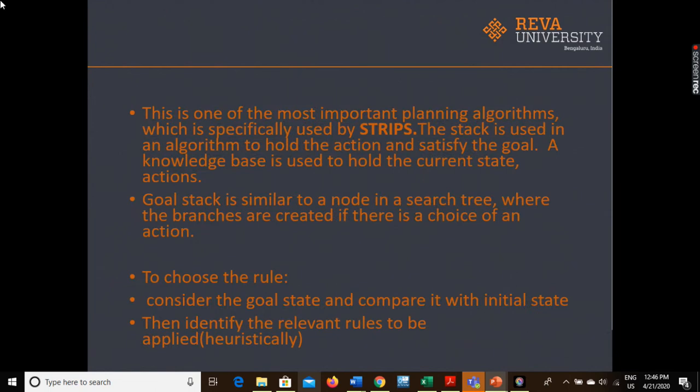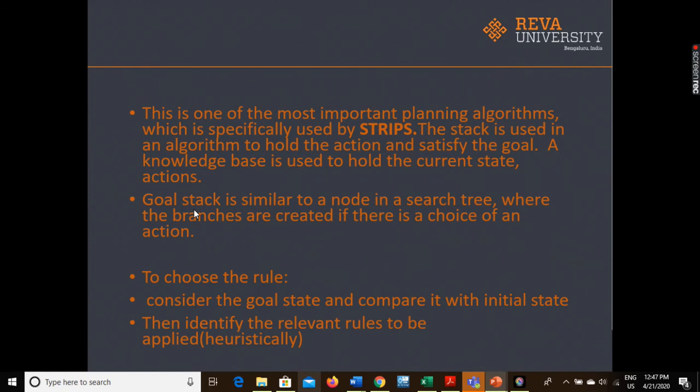Now this is one of the most important planning algorithms, which is specifically used by STRIPS. The block world seems to be the most important planning problem. The stack is used in the algorithm to hold the action and to satisfy a particular goal. A knowledge base is used to hold the current state actions. The goal stack is similar to the node in the search tree.